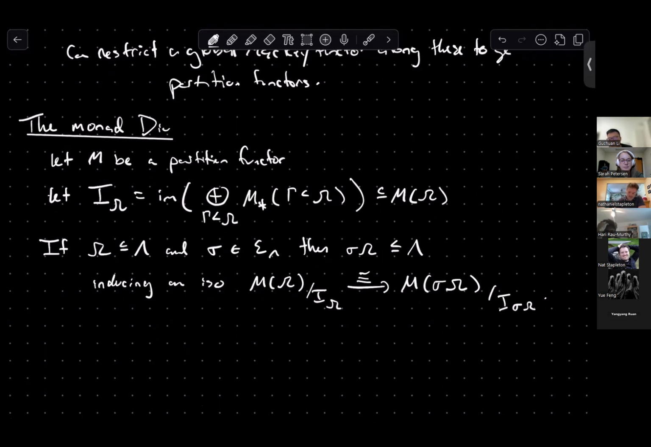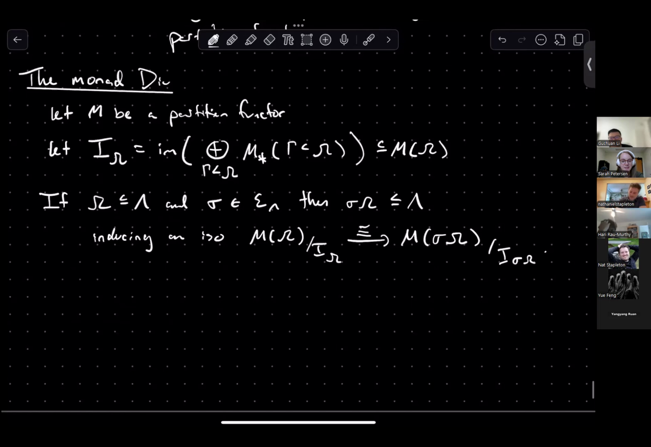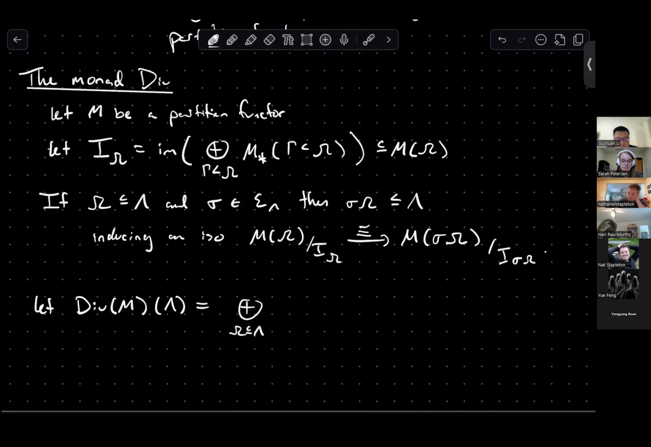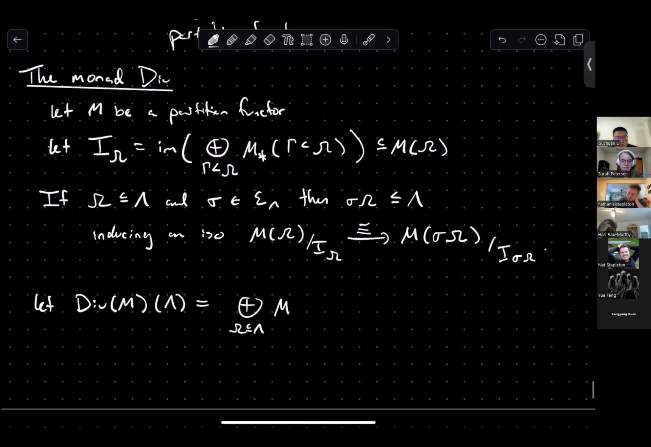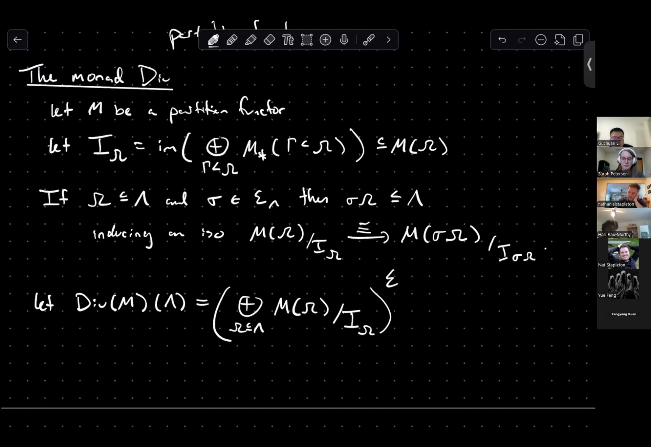And now I can tell you what div is. And it's probably going to look weird the first time you see it. So let div of M, I'm trying to construct a monad. So this is supposed to be a new partition functor. So in particular, I'm supposed to be able to tell you what its value is on a partition lambda. This is going to be, well, I'm going to take the direct sum over all subpartitions omega of lambda. Lambda is a perfectly good subpartition of lambda, of the value of M on omega mod this transfer subgroup I omega. And then there's this sigma lambda action on this entire thing. And I'm going to take the fixed points for the sigma lambda action. So I want the invariants. So the sigma lambda action is sending summands to other summands via isomorphisms. And I want to take the invariants for that.